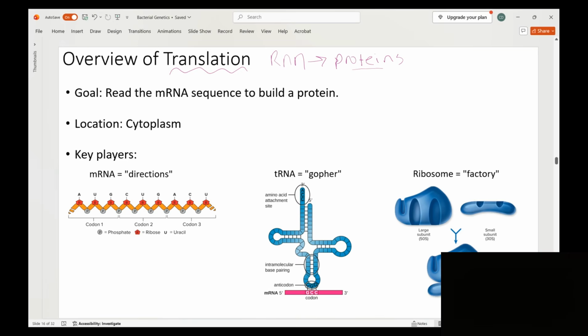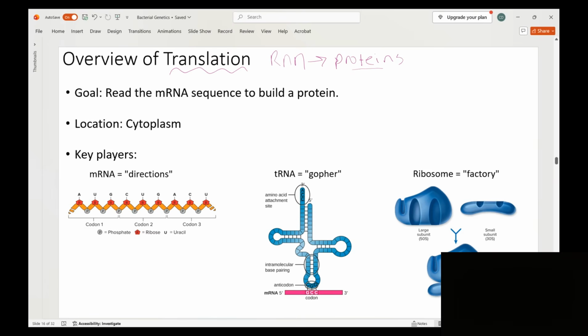So, translation is going to be happening in the cytoplasm of our prokaryotic cells. Because remember, they don't have any internal organization. So, this will be happening in the cytoplasm. If we want to be more specific, it's happening in the cytosol, that jelly like fluid that's occupying the cytoplasm.